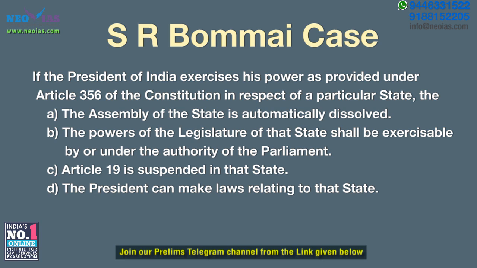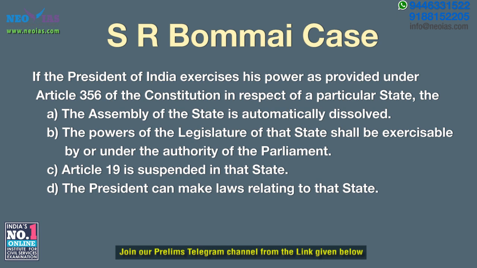So, we can consider the options one by one. Option A is the Assembly of the state is automatically dissolved. The President may dissolve the state legislative assembly or put it under suspension, but here it says the assembly is automatically dissolved. So you can say that it is a wrong statement. Now option B says the powers of the legislature of that state shall be exercisable by or under the authority of the Parliament. That seems to be a logically true statement, because the President may authorize the Parliament to make laws on behalf of the state legislature.